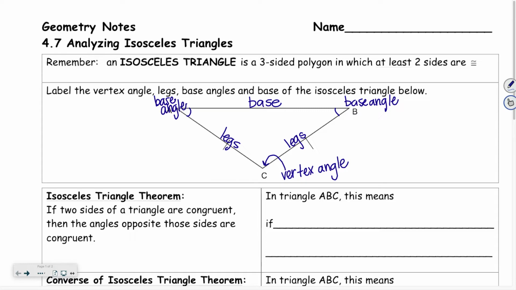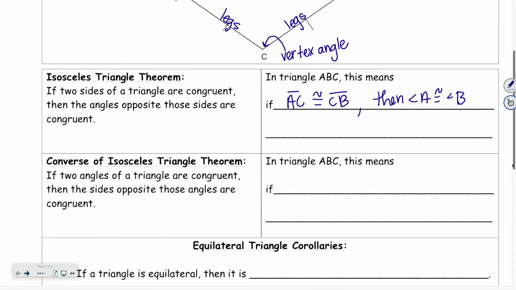So the isosceles triangle theorem states if two sides of a triangle are congruent, then the angles opposite those sides are also congruent. So, in triangle ABC, if AC is congruent to CB, if that's marked, then you should know that angle A is congruent to angle B, even if it's not marked. So if AC is congruent to CB, then the angles opposite those sides are also congruent.